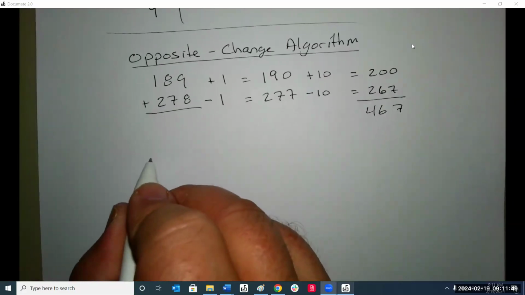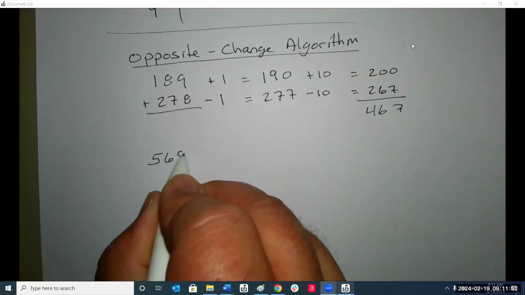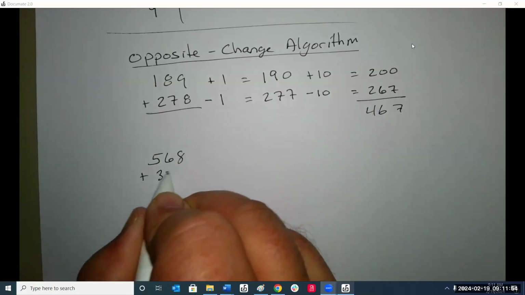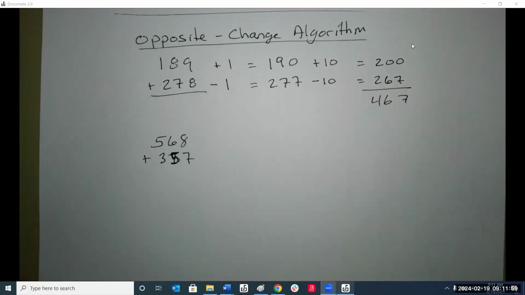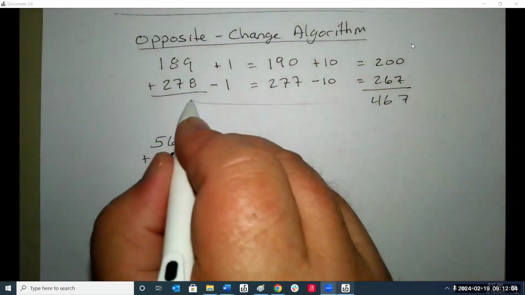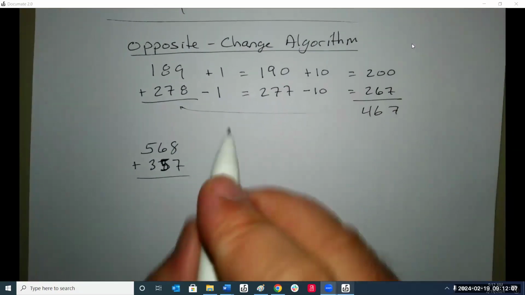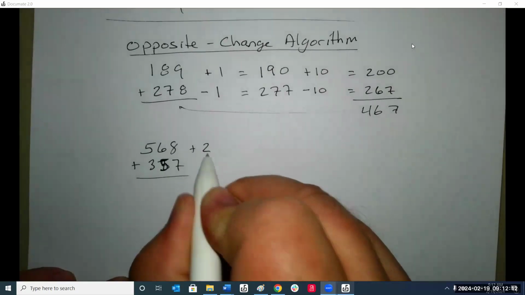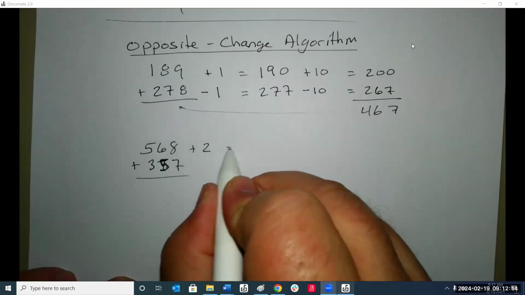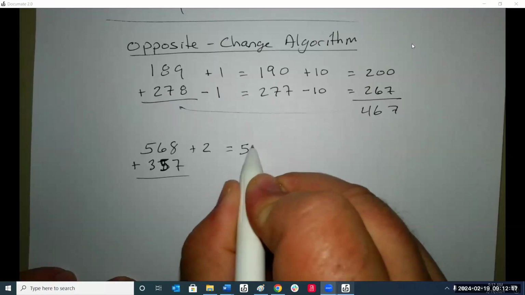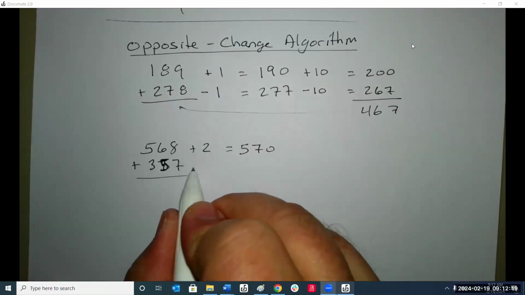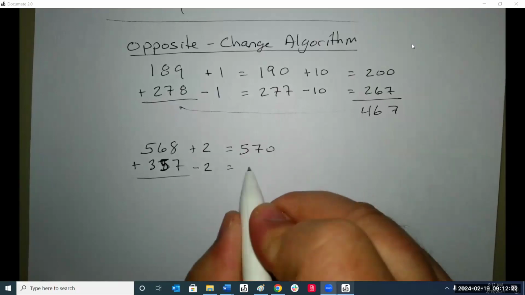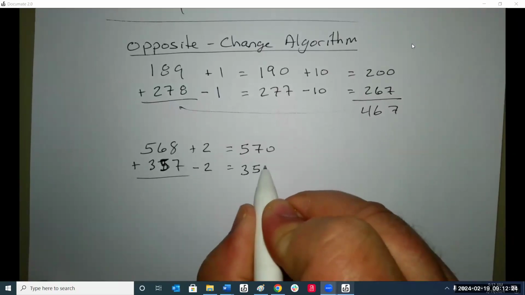Let's take the same, we just had the last example, 568 plus 357. So this one is that. All right, so which one would be easier here? So let's look at this one. So if we add 2 here, we get 570. That means we have to subtract 2 there. 355.